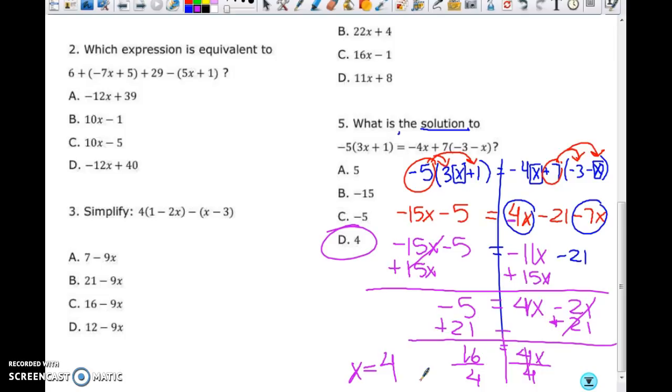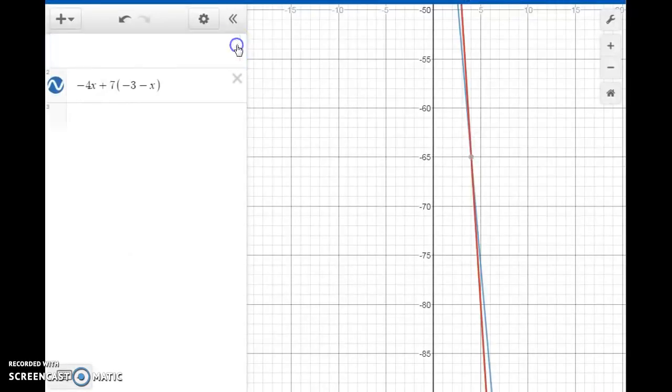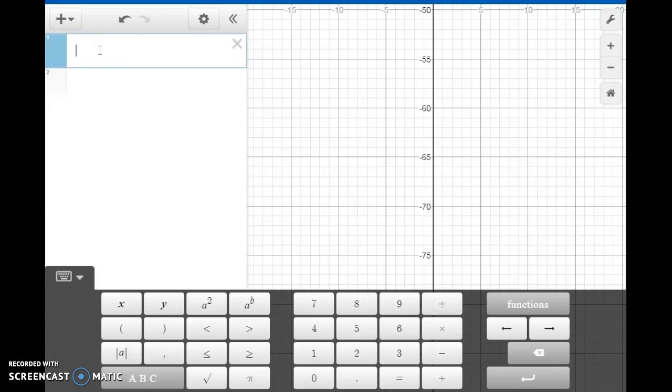So remember, this is the magic trick. Now, knowing the magic trick, let's look at problem number 6. It's also which value of x makes the equation true. So again, here's a solving one. Look at that. Do we really want to distribute and do all that? No. Let's take the shortcut and do the magic trick. So let's put this side into the calculator. I'm going to clear this one out. So this side was 9, parentheses, 1.1x minus 1.